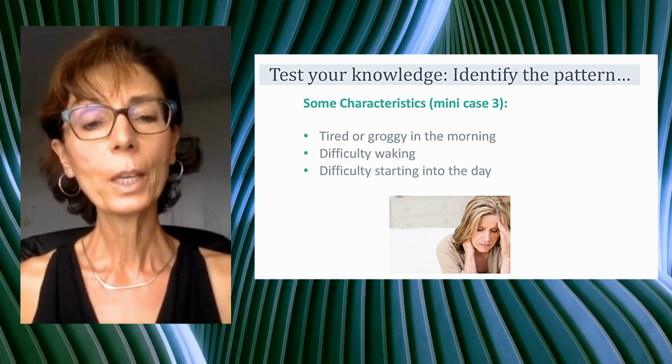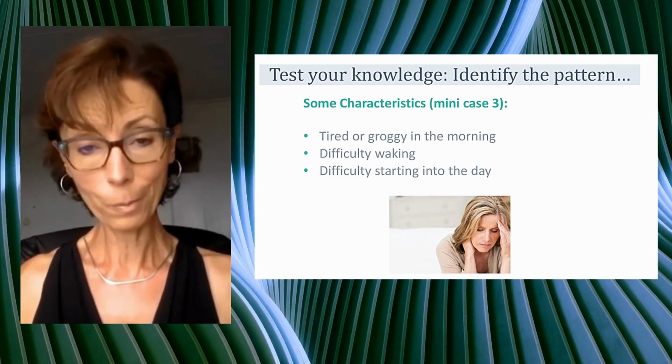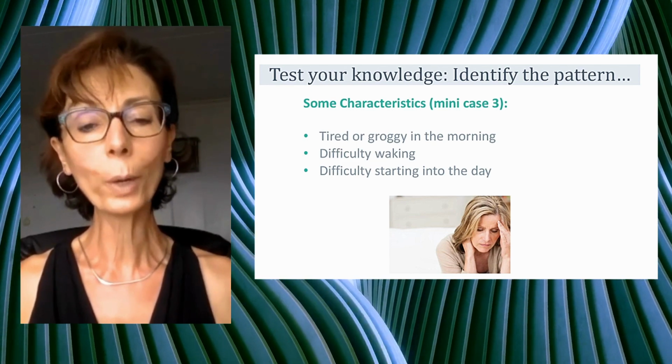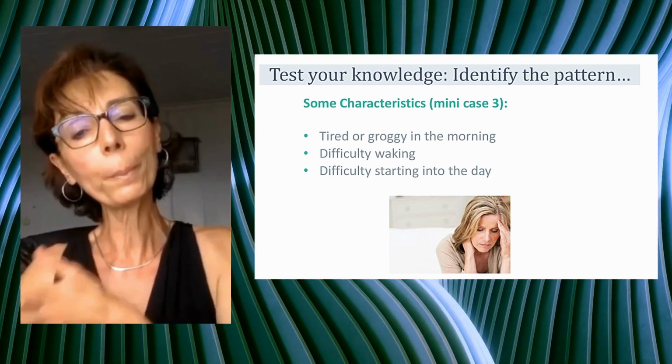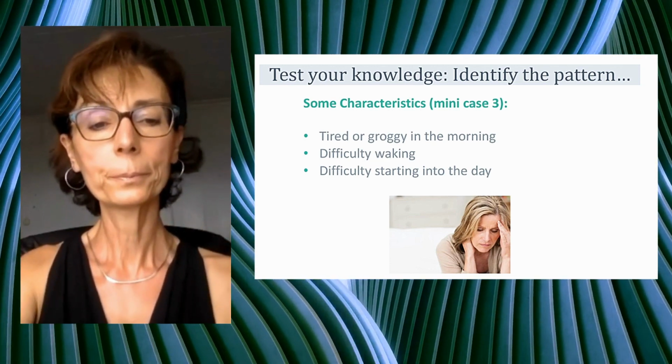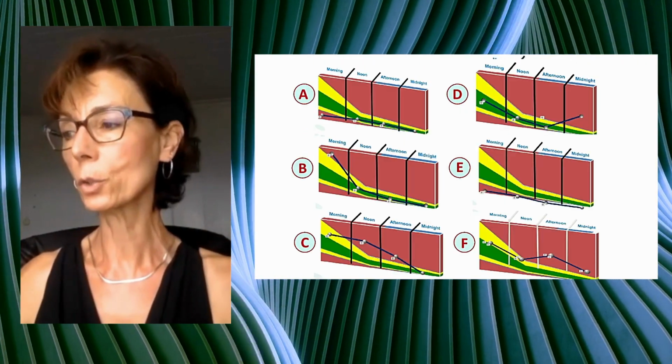Mini case 3. This is someone that is tired or groggy in the morning. They may have difficulty waking up and difficulty starting into the day, but they may feel a little bit better later on during the day. Which one would you say this is associated with?